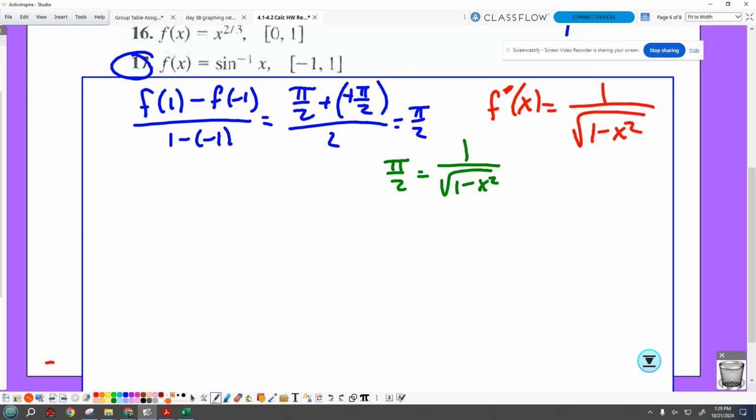Solving for x. Okay, I'm gonna flip everybody upside down. You guys know you can do that.